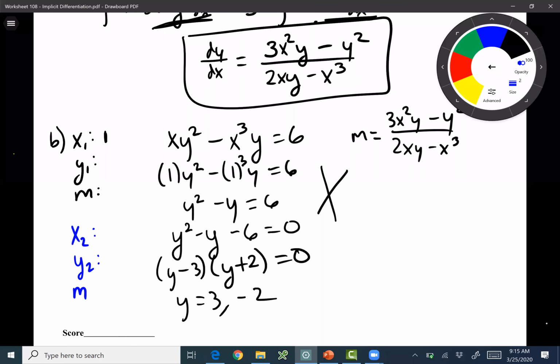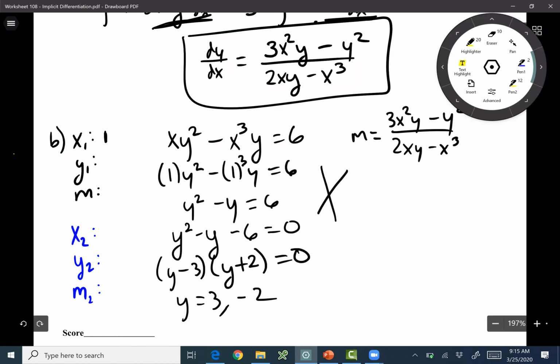And this one will have a different m, so I'm going to put m2. So for my first one, we'll say it was 1. We'll use the 3. And the second one, we're going to repeat the 1, right, because we plugged in 1. But now we're going to have negative 2.